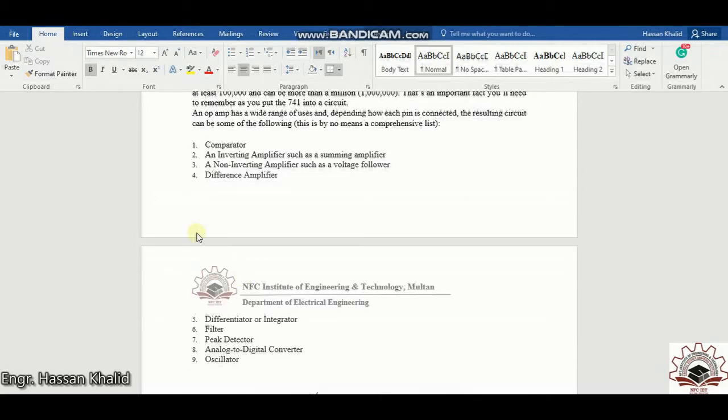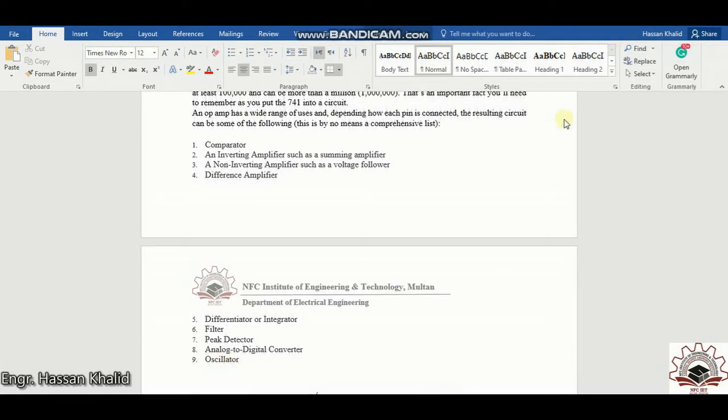Before moving toward the simulation, I would like to share a few applications of this 741 IC: the comparator; inverting amplifiers such as the summing amplifier; and non-inverting amplifiers such as the voltage follower circuit; the differential amplifier, which you can also call the difference amplifier; the differentiator or integrator; the filter; the peak detector; the analog to digital converter, also known as the A to D; and the last one is the oscillator.